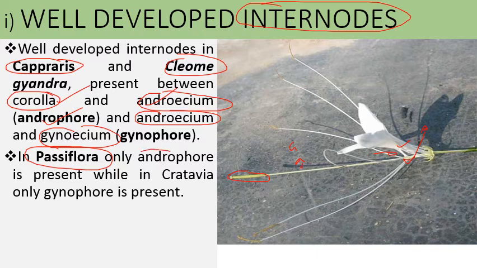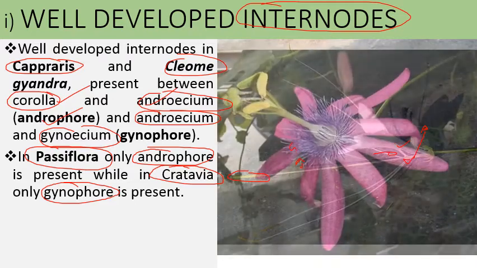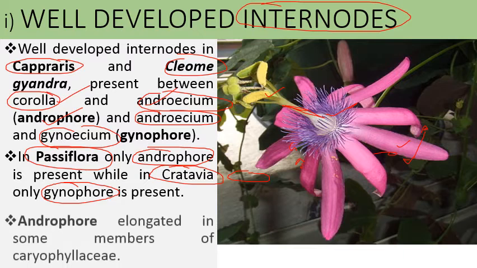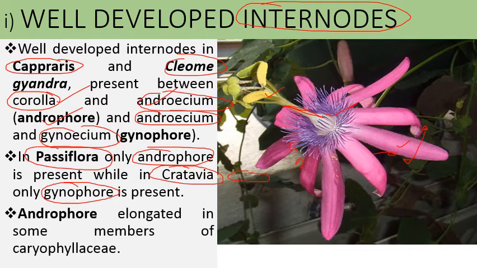In Passiflora, jo Passiflora iske flower mein sirf androphore present hota hai, that is the internode between corolla and androecium. While in Crataeva, jo Crataeva hai, usme present hota hai gynophore. It means internode between androecium and gynoecium. This is a flower of Passiflora that shows this internode between corolla and androecium, and this is known as androphore.